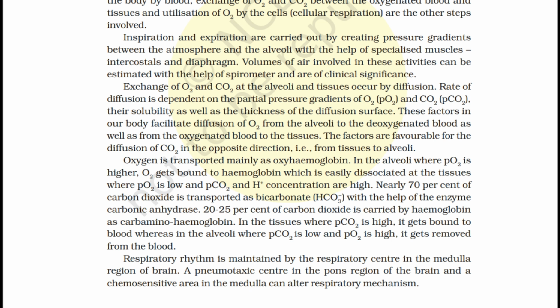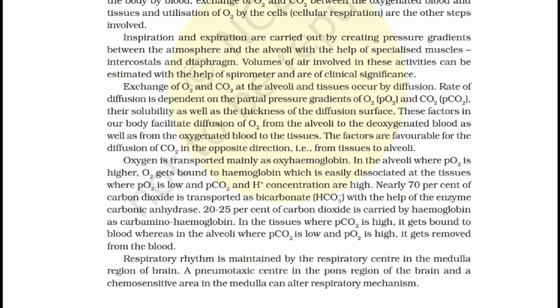Inspiration and expiration are carried out by creating pressure gradients between the atmosphere and the alveoli with the help of specialized muscles, intercostals and diaphragm. Volumes of air involved in these activities can be estimated with the help of spirometer and are of clinical significance. Exchange of O2 and CO2 at the alveoli and tissues occur by diffusion.